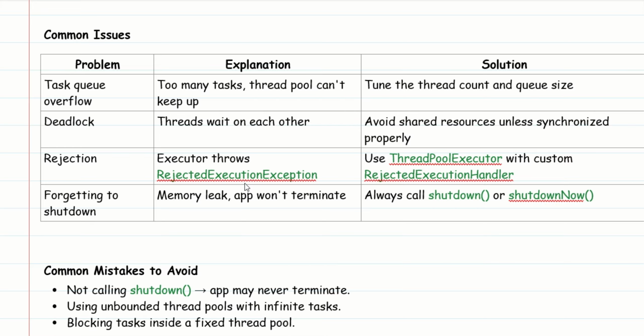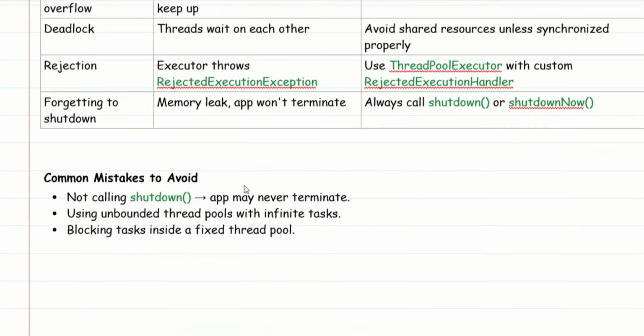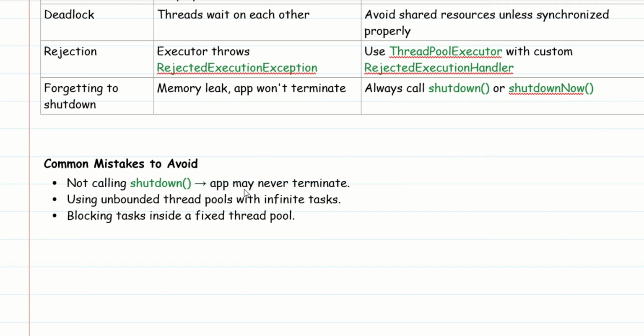Rejection, like sometimes the executor throws a RejectedExecutionException. So use custom handlers. Forgetting to shut down causes a memory leak and the app won't terminate. So in this case, as I mentioned before, always call shutdown or shutdownNow once you're done with your task. Again, common mistakes are not calling shutdown, using unbounded thread pools with infinite tasks, and blocking tasks inside a fixed thread pool, which you can avoid.